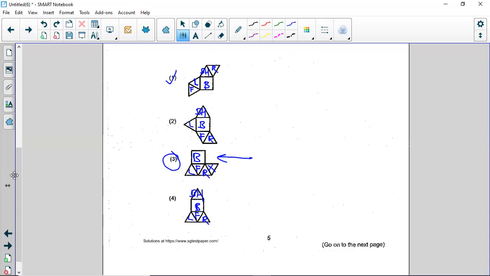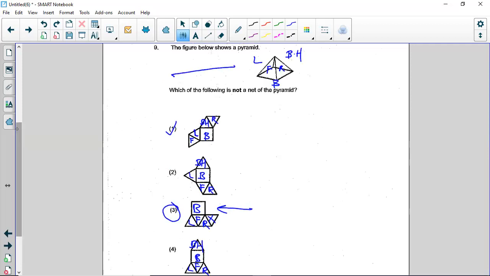So what is the best way to do this? Number 1, put letterings onto your solid figure, onto your 3D figure. Put lettering over here. And after that, transfer the letterings to the nets and see whether they match. If they don't match, then that is the wrong net.